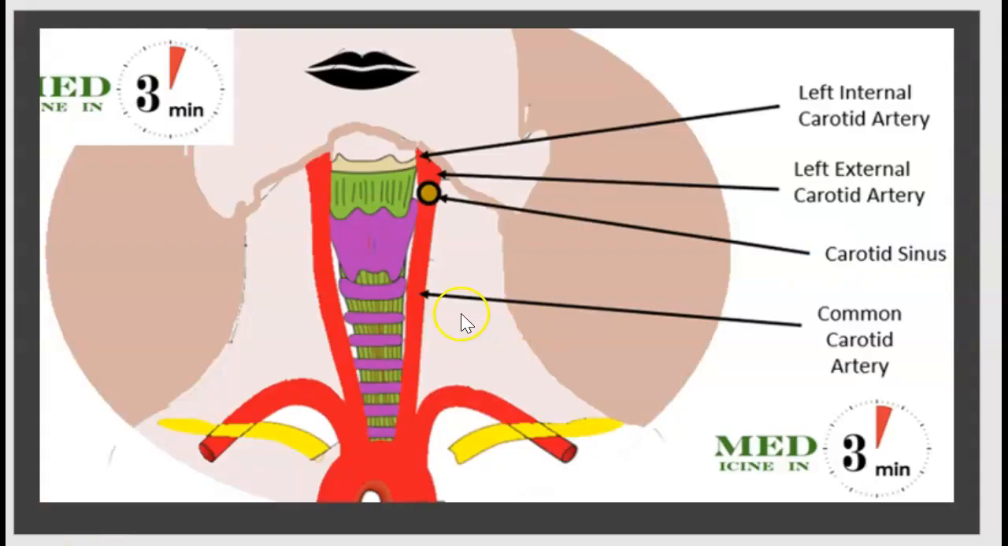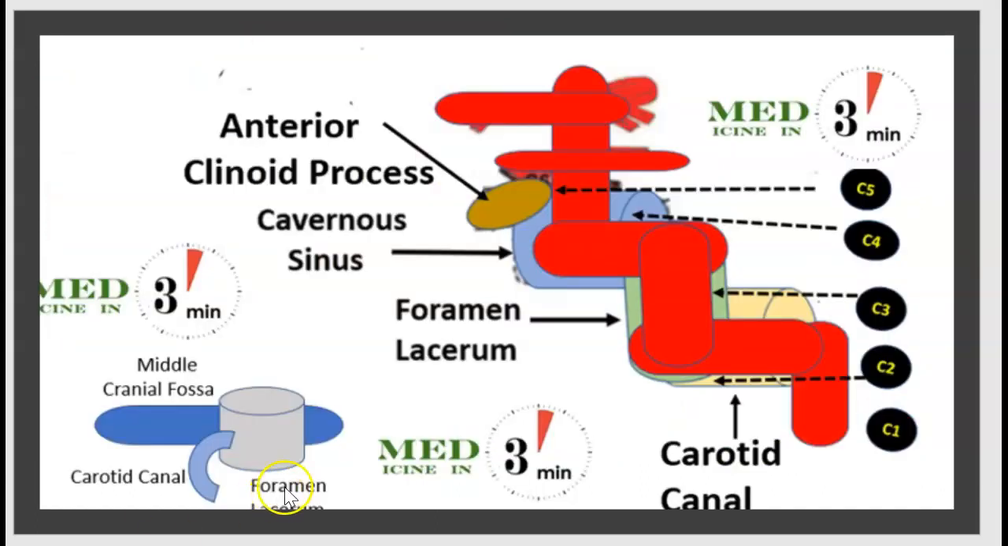To understand, there is a common carotid artery, there is the external carotid artery and the internal carotid artery. Between them, there is the carotid sinus. Inside the middle cranial fossa, there is the carotid canal and foramen lacerum. Between C2 and C3, it's foramen lacerum. Between C2 and C1 is the carotid canal. And over C3 to C4 is the cavernous sinus.